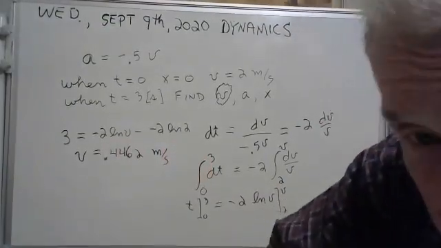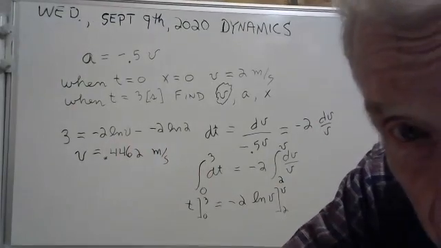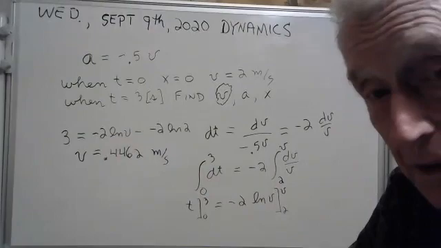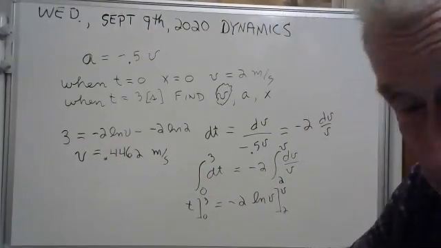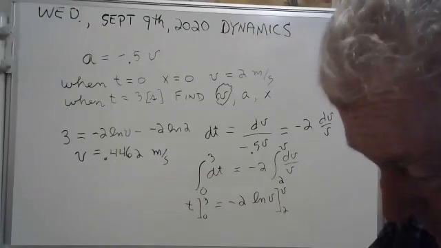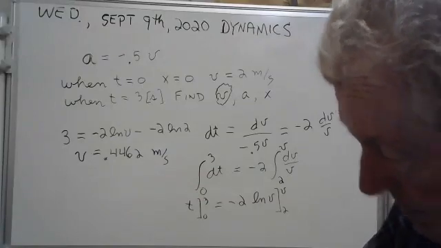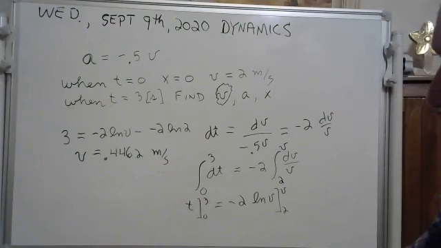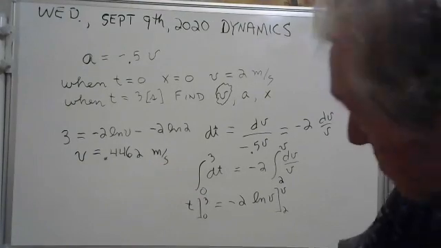Now, does anybody out there need my help? Braxton and I know how to do it. Anybody out there need my help to get that answer? I got the answer, but I am actually confused on how dv over negative 0.5 v equals negative 2 dv over v.